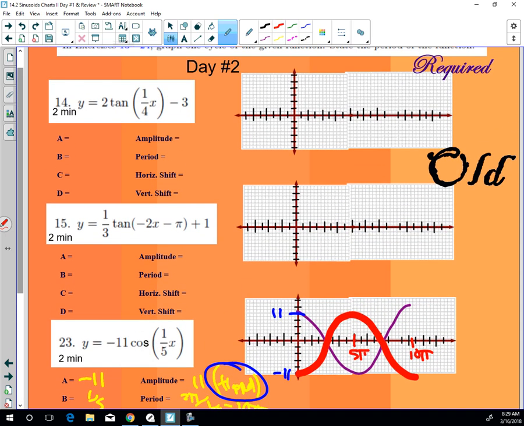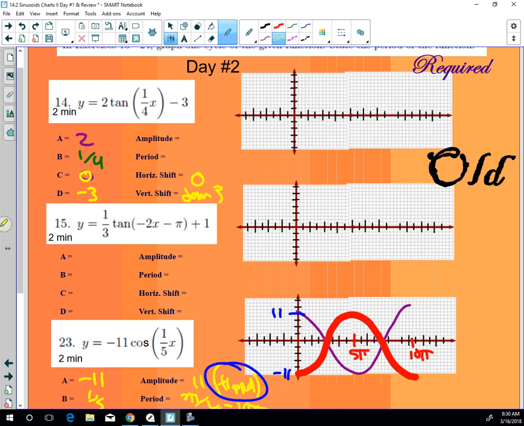Do the tangent one up here. So, Kate, what is A in this one? 2. And then, let's see, I have Masha, what is the B value for this one? What's in front of the X? 1/4. So that's going to go here. And then this, nothing is subtracted. And D is going to be minus 3. So that means it's going to go down 3.